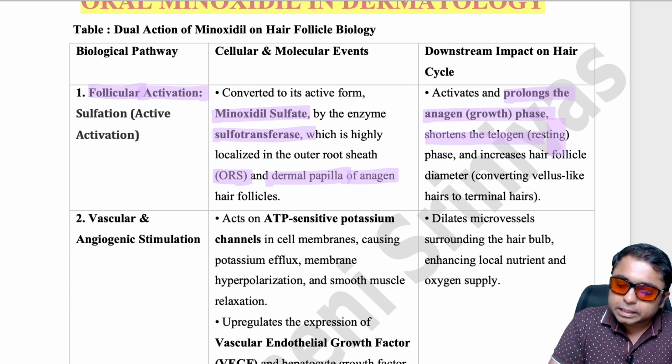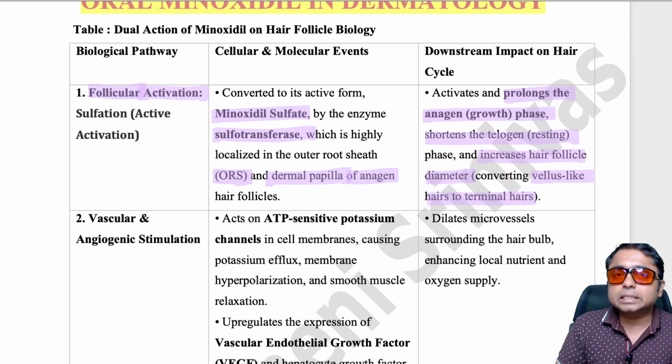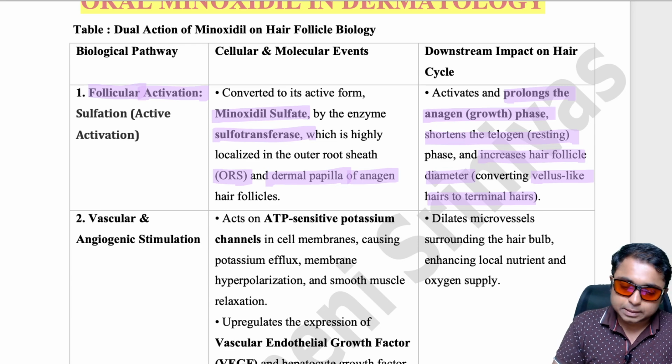And also it will shorten the telogen, that is a resting phase of the hair, and also it will increase the hair follicle diameter, that is we can in a way say that it will convert the vellus like hairs into the terminal, very thick terminal hairs.